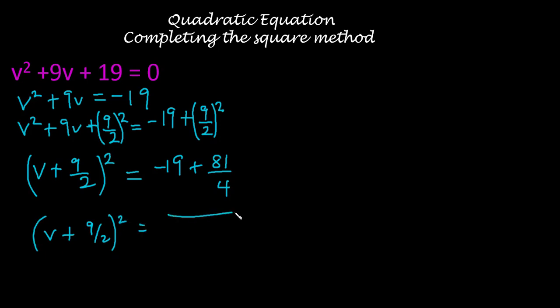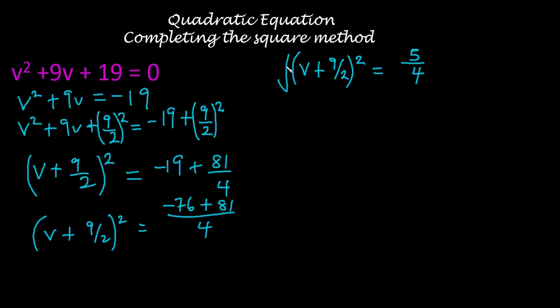is equal to what is this? 4, and this will be what? 4 divided by 1 is what? 4 times minus 19 is what? Minus 76 plus 81. 4 divided by 4 is what? 1 times 81 is what? 1. So here we know that v plus 9 over 2 square is equal to 5 over 4.